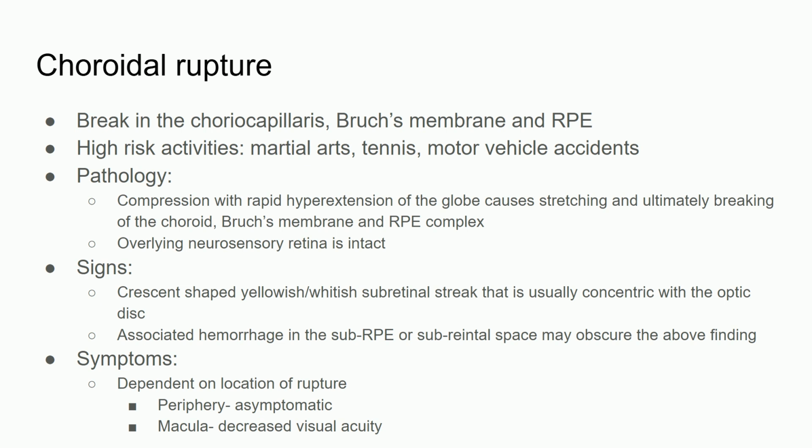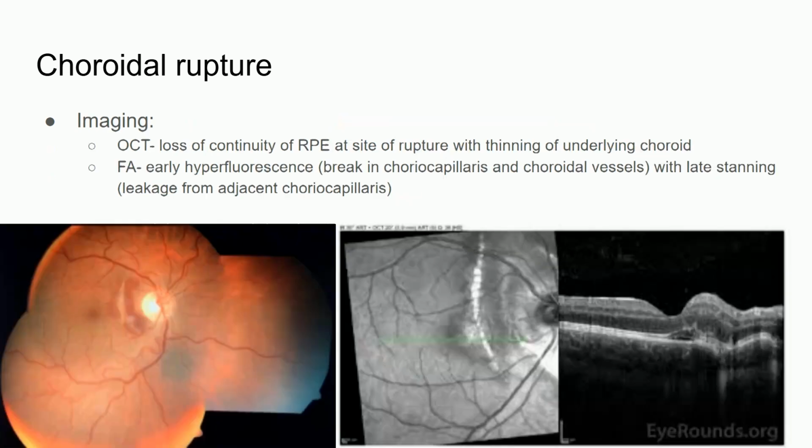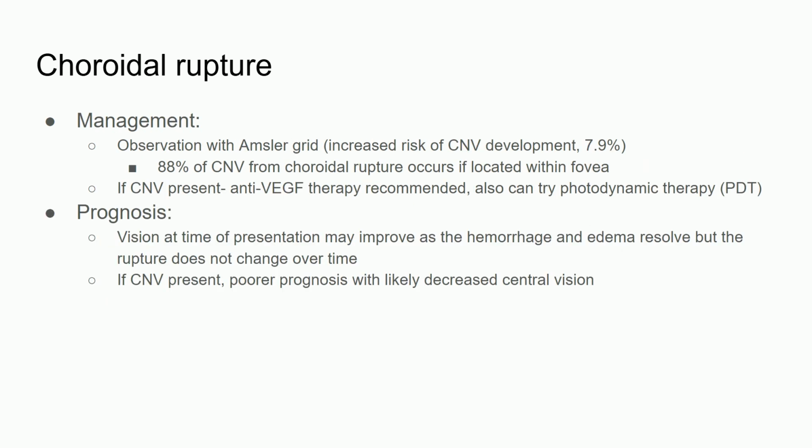Symptoms really depend on where it is. If it's in the periphery, it may be asymptomatic. If it's in the macula, you can have some pretty poor vision. On imaging, on the OCT, you get loss of continuity of the RPE at the site of rupture and thinning of the underlying choroid. And here's that whitish concentric change you get with a choroidal rupture, and changes in the RPE as well, or loss of continuity, I should say.